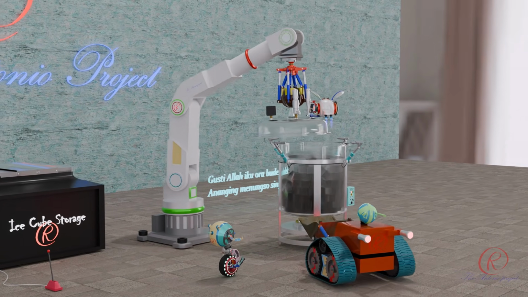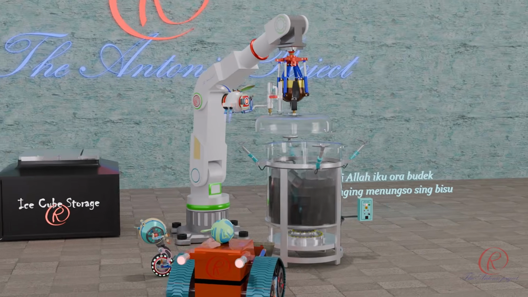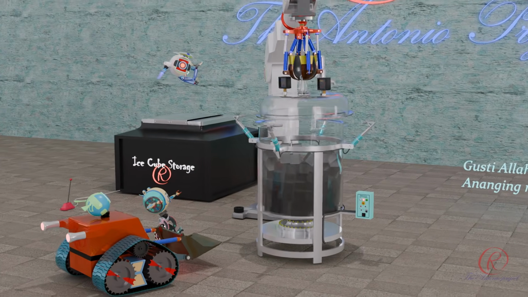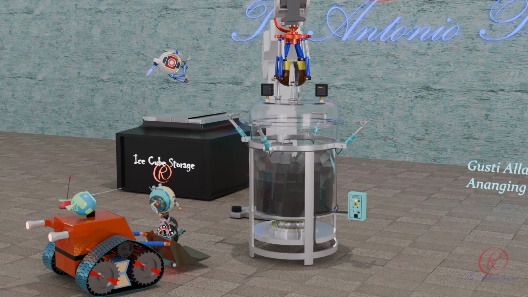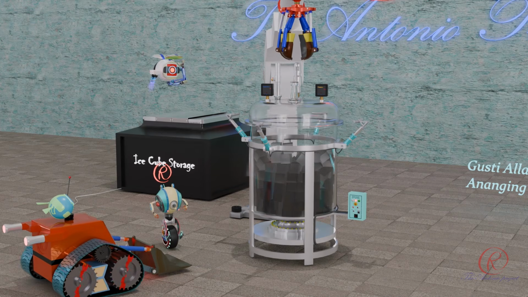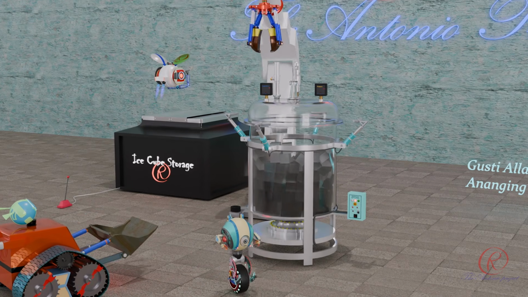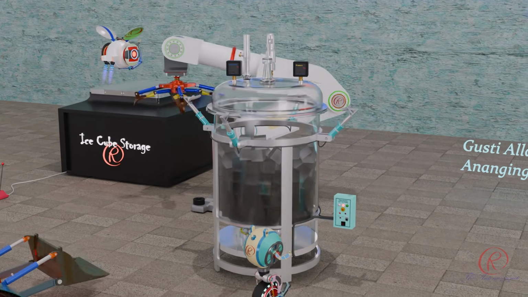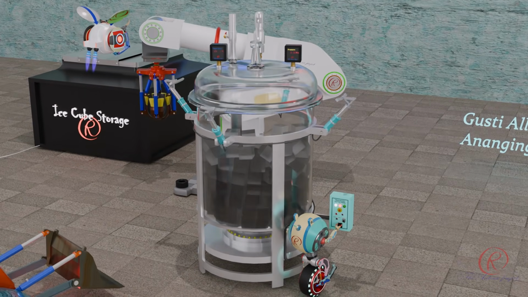Place the ice cubes into the kettle at a temperature of around minus 20 degrees Celsius. Then close the lid. The gas stove is located under the kettle with two burners.